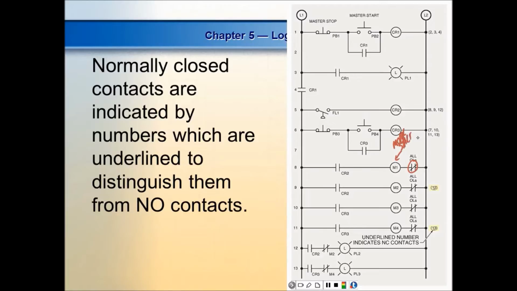Now, the motor starters that don't have overloads are a little harder to detect. But by George, if you see an overload symbol, that means that sucker right there is a motor starter. But when I come out here and look, there's no contact. There's no line numbers listed.